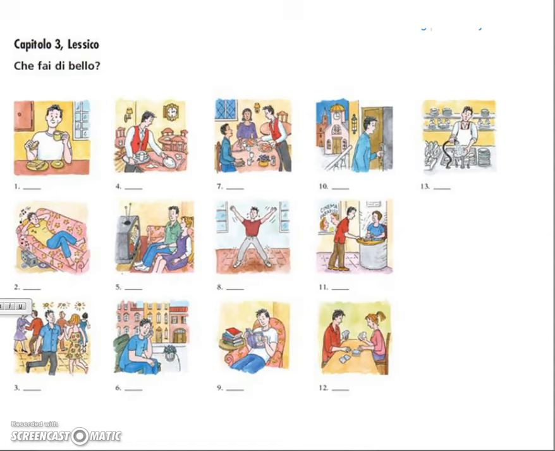Buongiorno ragazzi. Let's spend some time going over conjugating present tense verbs in Italian. Remember that typically a verb will end in are, ere, or ire in its infinitive form. Examples are ballare, to dance, scrivere, to write, and maybe partire, to leave.